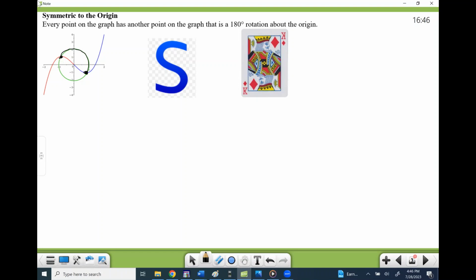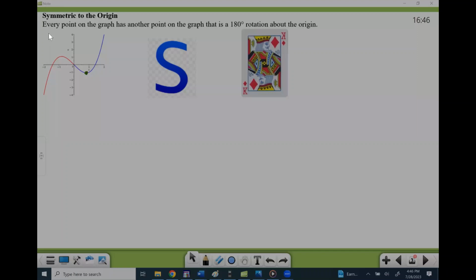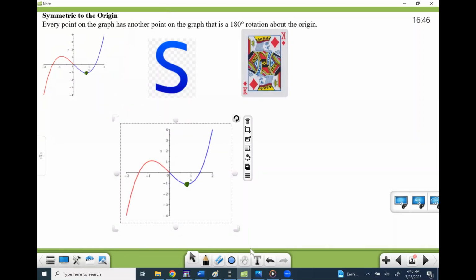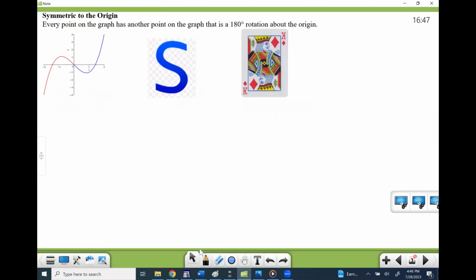Another way to think about that, though, is it's going to look the same right side up as it does upside down. I'm going to take a screenshot of it so we can flip it. Probably should have erased that point first, but I think you guys will get the idea here. Let me get everything back that we had. Okay, so this guy back.